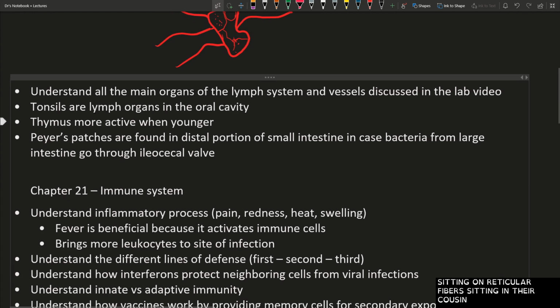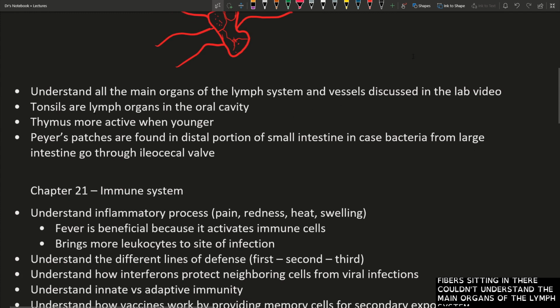Okay, then you should understand the main organs of the lymph system and the vessels discussed in that lab video. So I made that lymphatic system lab video showing the general features of the lymphatic system, and how you have the thoracic duct, that cisterna chyli, and things like that. So make sure you review that.